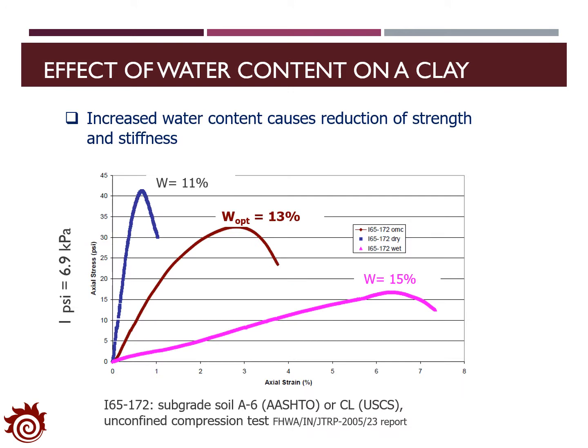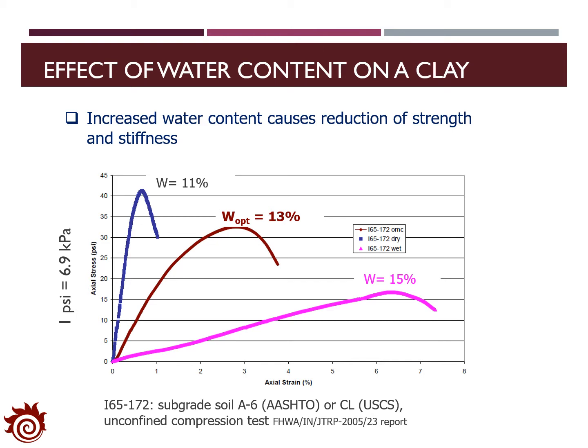The figure here actually demonstrates the impact of the water contents to the strength and stiffness of subgrade soil. Clearly, we can see that by increasing the water contents from 11% to 15%, the axial stress, especially the maximum axial stress, will reduce dramatically from approximately 41 psi to only 17 psi. In addition, the increased water contents will significantly increase the axial strain.